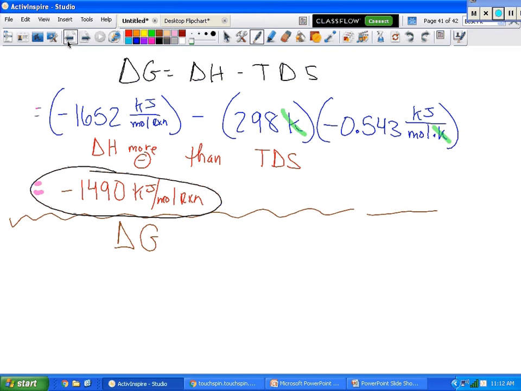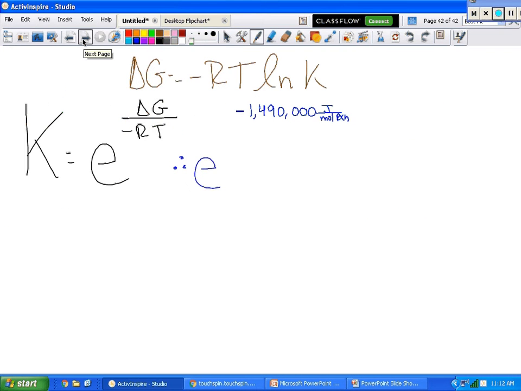Alright, so it's 1,490,000 joules. And again, I just mentioned this. The reason we got to convert it back to joules is because of the energy R, which is 8.31 joules per mole. And the temperature is 298 Kelvin.